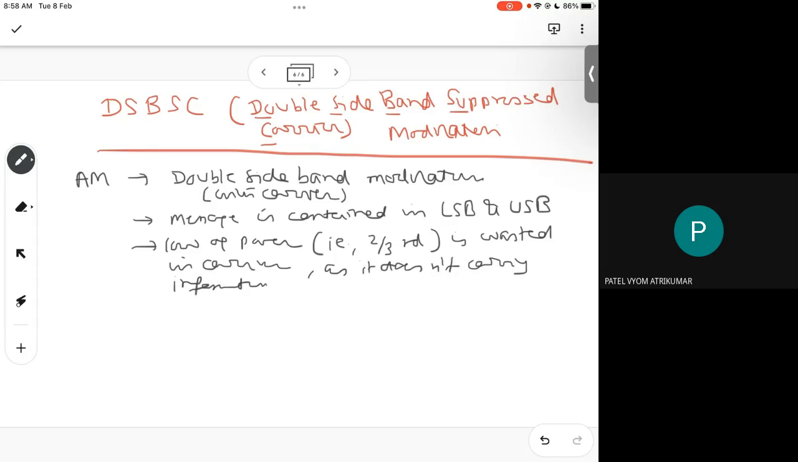So can I suppress it? If I suppress it, I can actually get a lot of power advantage. And that power, where will it go? It will go to the side frequencies. It will actually increase my AM transmission power efficiency.